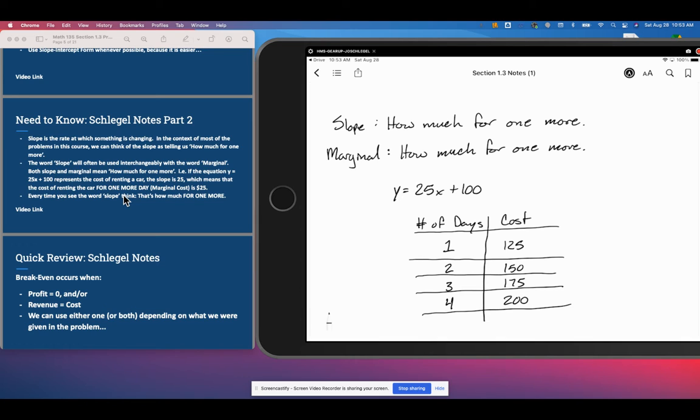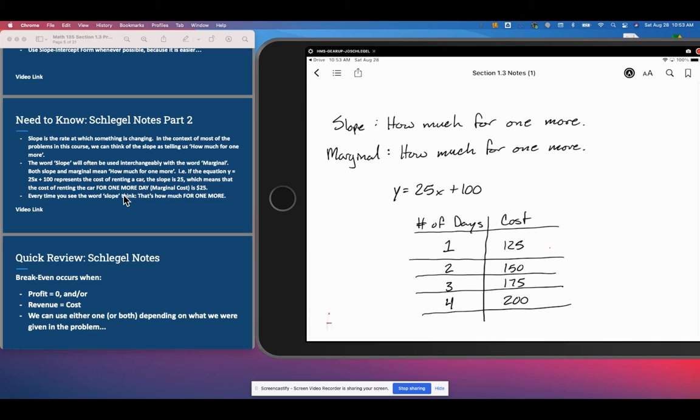The example we have here this morning, everyone, is that if we have an equation representing how much it costs to rent a car from some company, and I just made this up, it would be represented by the equation y equals 25x plus 100. And if I was to put it in a table there, for 1 day it would cost 125, for 2 days would be 150, for 3 days would be 175, and so on.